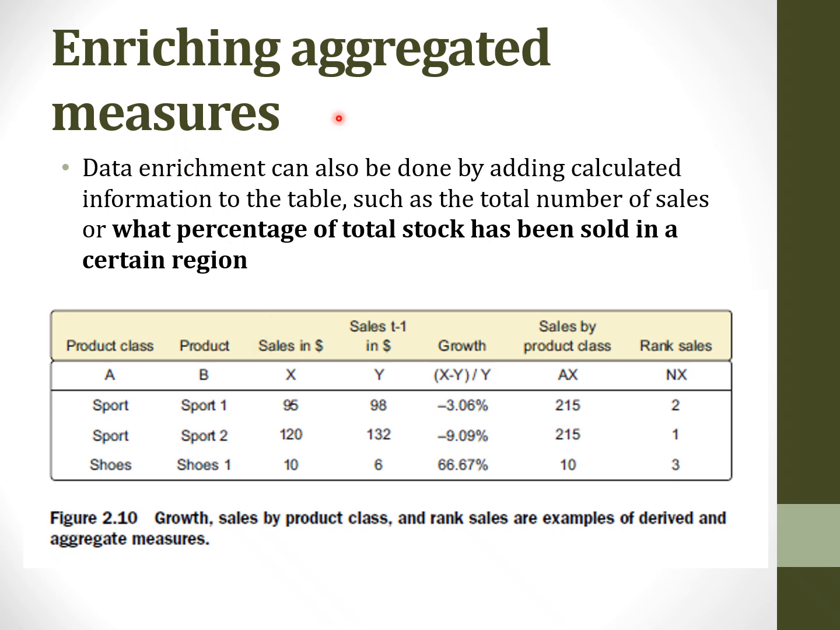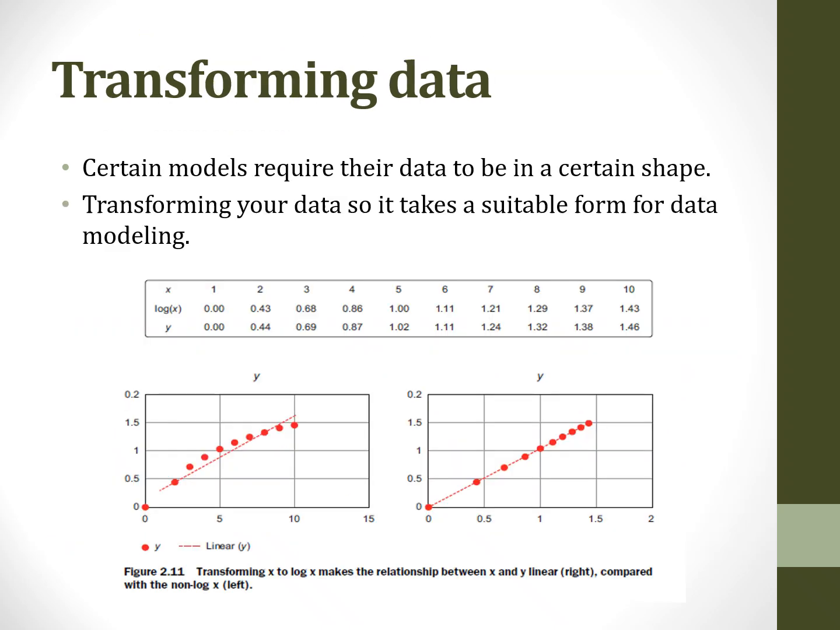So that is what you call enriching the aggregated measures. Next comes transforming the data. If we want to work with certain models, they require the data to be present in a particular shape. If we want to transform the data into a suitable form, then we call it transforming of data. We can see two graphs here.